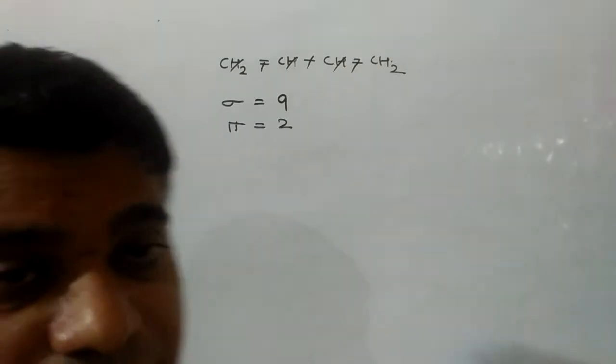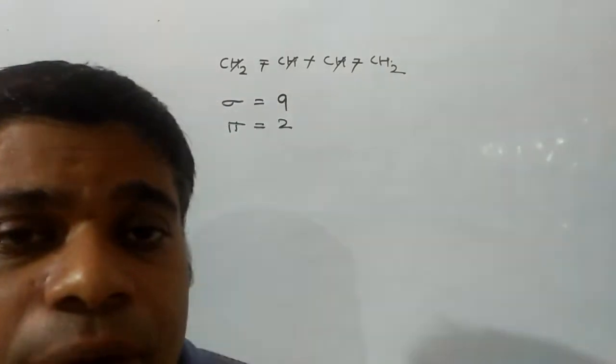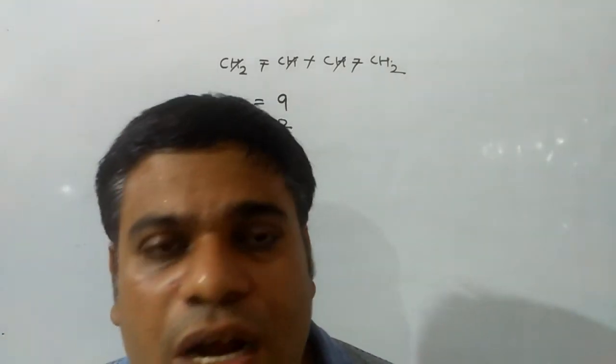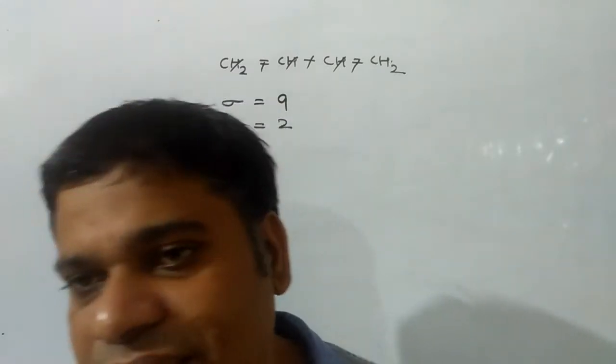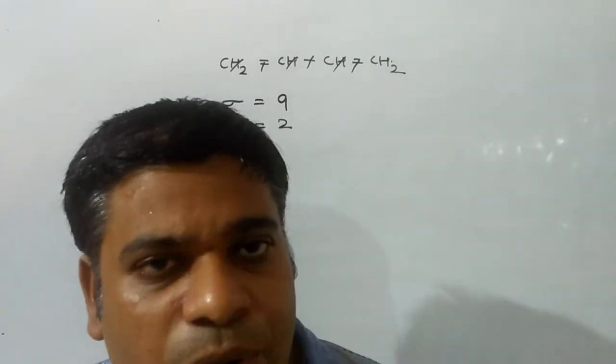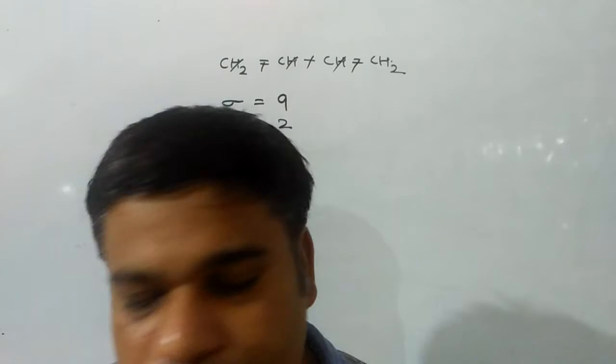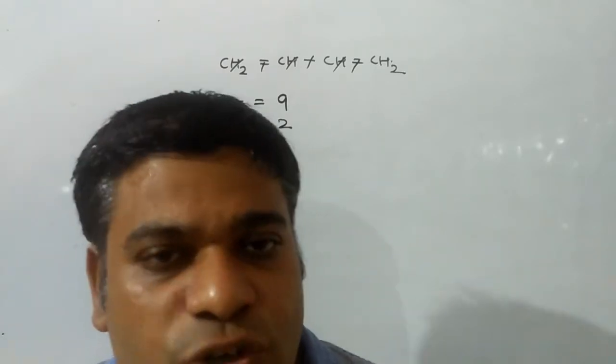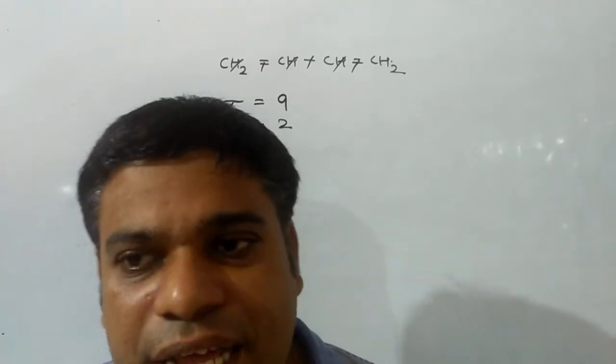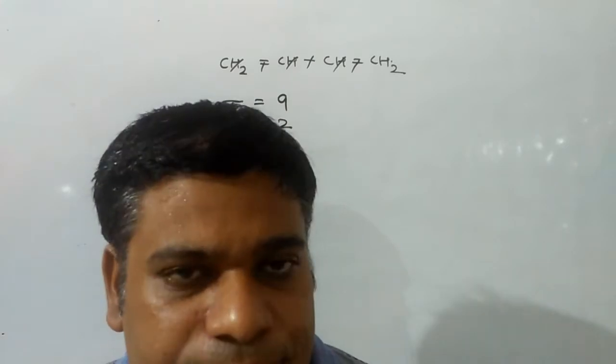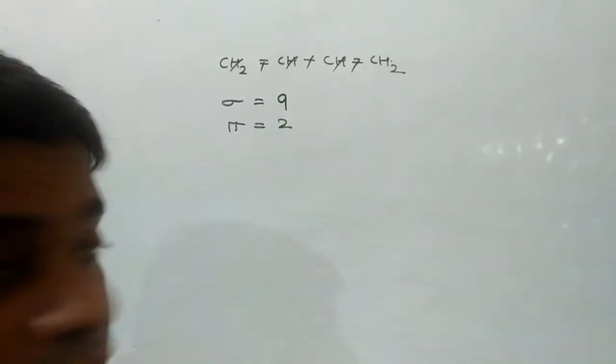I hope you understand the basics of sigma and pi bond counting. A single bond is always a sigma bond. A double bond contains one sigma and one pi except in the C2 molecule, and a triple bond contains one sigma and two pi. After this, now we have to discuss on the basis of formula.